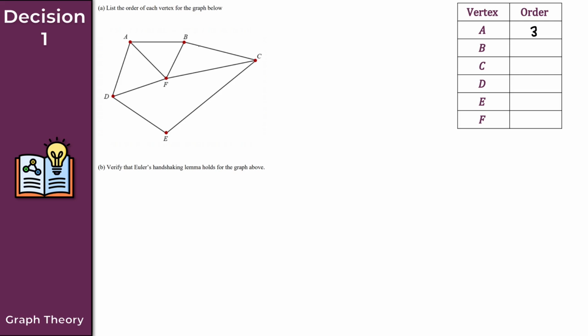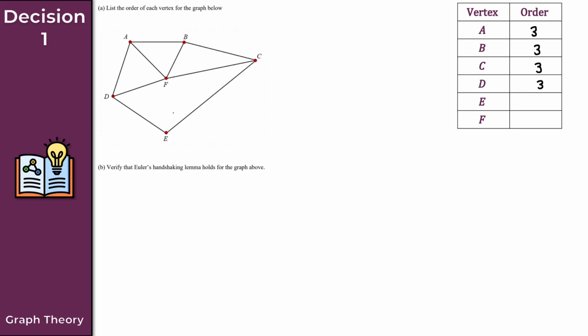Now for the next vertex here, B, well, how many edges are incident to this? So I've got 1, 2, 3. So again, the order is 3. Hopefully, nice and straightforward. Moving on to the next vertex here, C, how many edges are incident here? So 1, 2, 3. So again, this has order 3. Hopefully not all order 3. Let's keep going. So what do we have next here? So let's go to D then. So again, how many edges are incident to D here? So 1, 2, 3. So that has order 3.